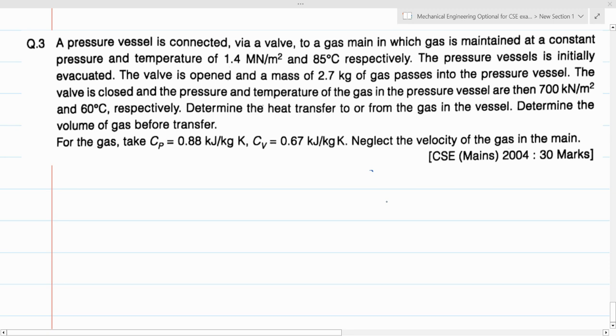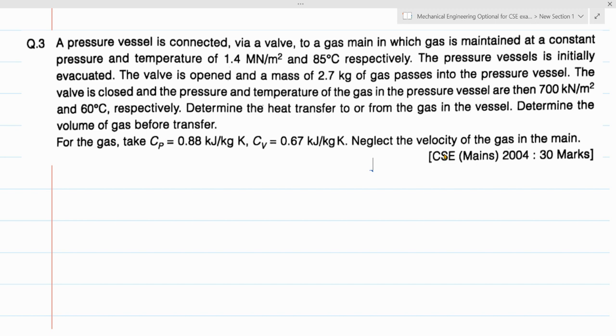A pressure vessel is connected via a valve to a gas main in which gas is maintained at a constant pressure and temperature of 1.4 meganewton per meter square and 85 degrees Celsius respectively. The pressure vessel is initially evacuated. The valve is opened and a mass of 2.7 kg of gas passes into the pressure vessel. The valve is closed and the pressure and temperature of the gas in the pressure vessel are then 700 kilonewton per meter square and 60 degrees Celsius respectively.